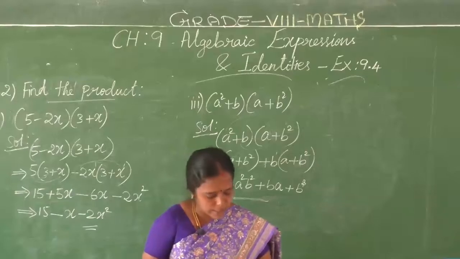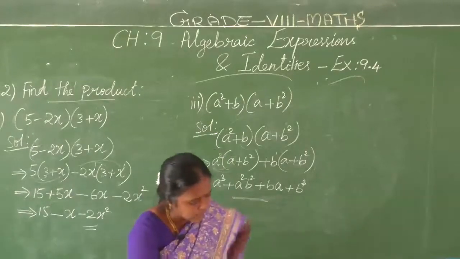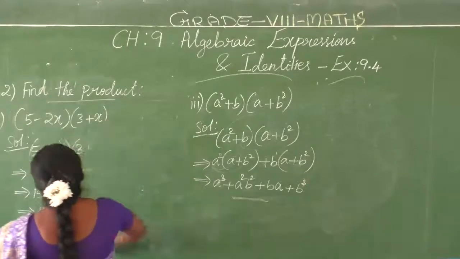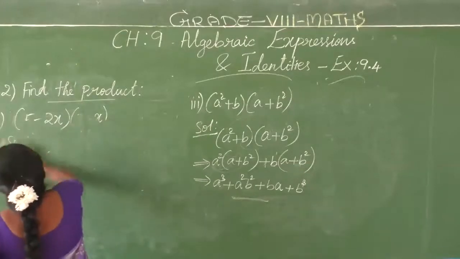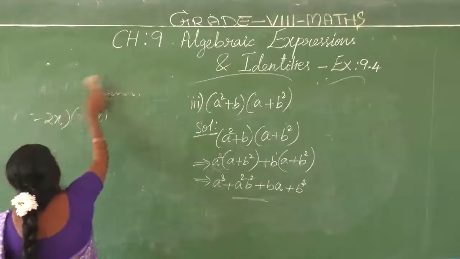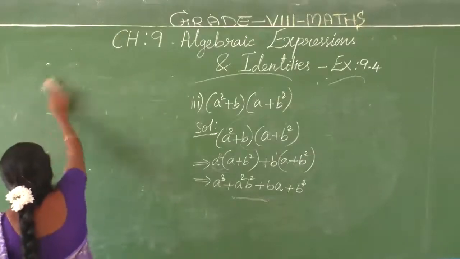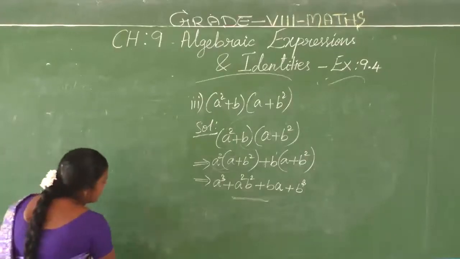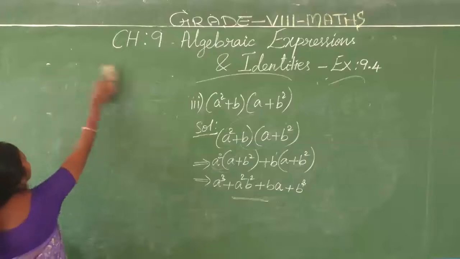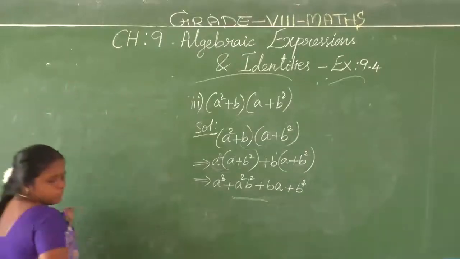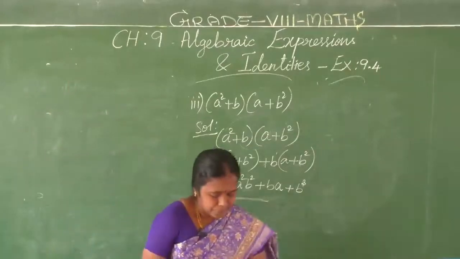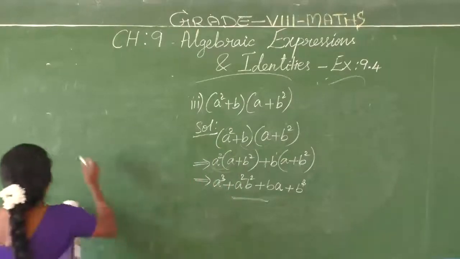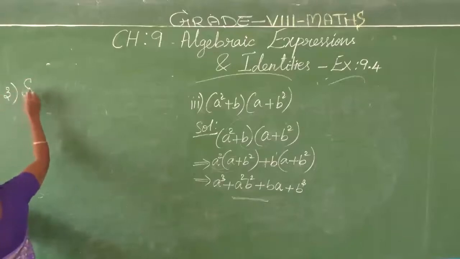Okay, third section is simplify. What is that? Simplify. Just in the product section of binomials, a little bit of an extra term is given, and that we have to simplify. See, third section, simplify.